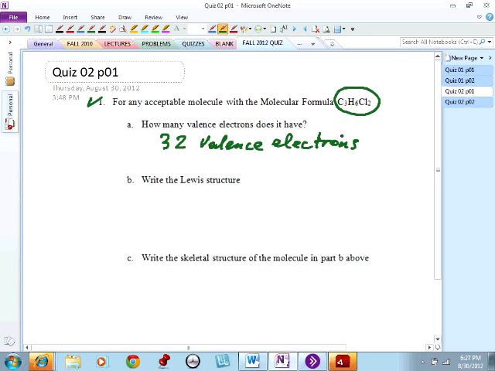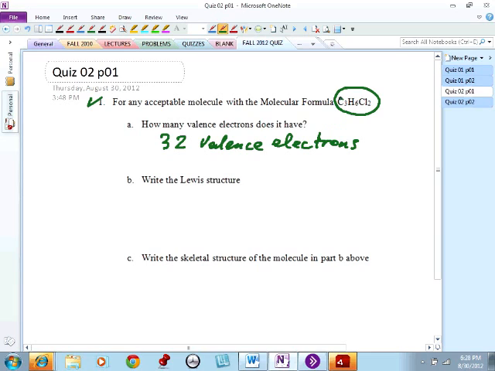In other words, you added together all of the valence electrons for the individual atoms that are present in that molecule. Okay, very good. So that is essentially what we need to do. We don't need to do any more than that. So the answer is 32 valence electrons.